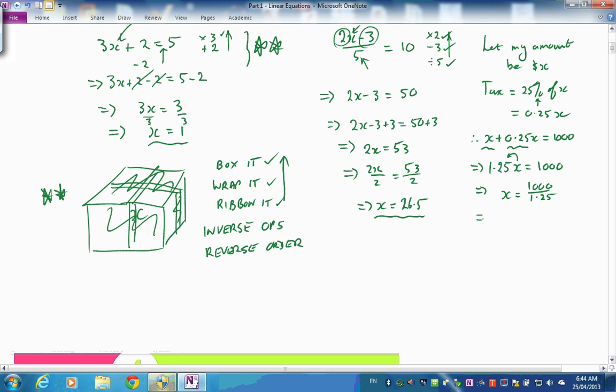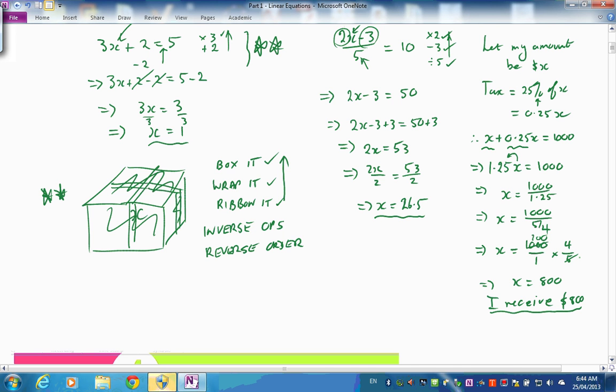Now you could do that on the calculator, or you could call 1.25 1 and 1/4, or 5 over 4, and without a calculator then, just let's watch it. Dividing by a fraction is multiplying by the reciprocal. So then we could say 5s into 1,000 go 200. So x is 800. Always state your answer in the context of the question: I receive $800.